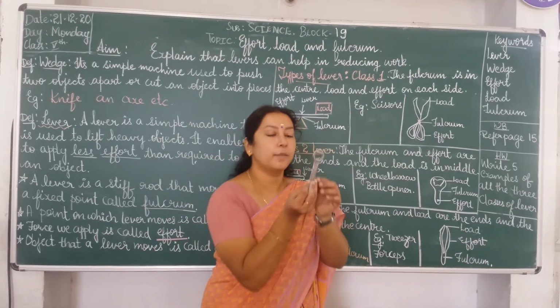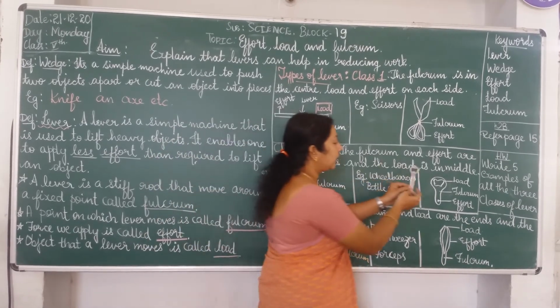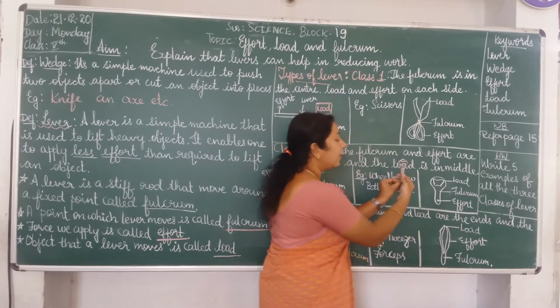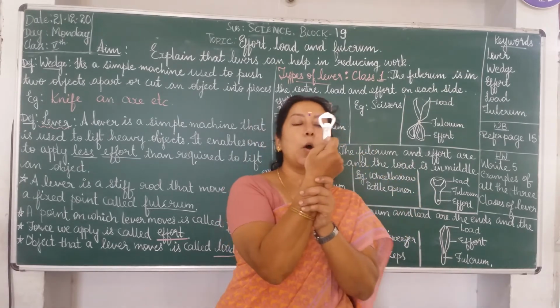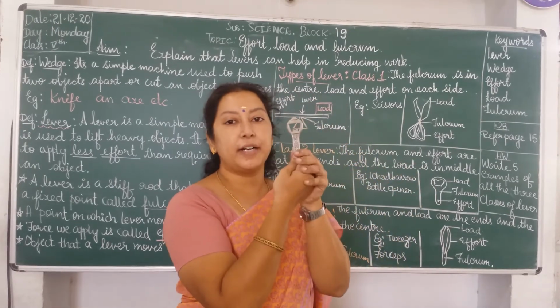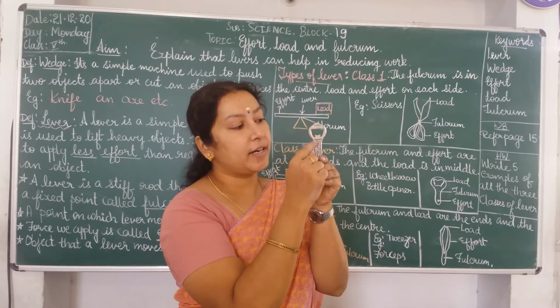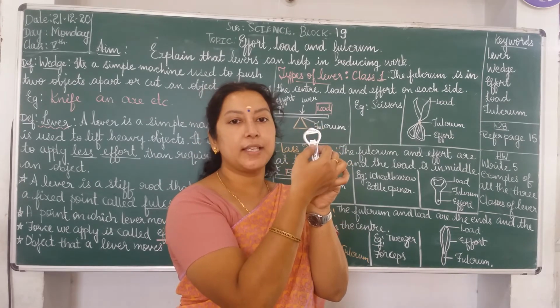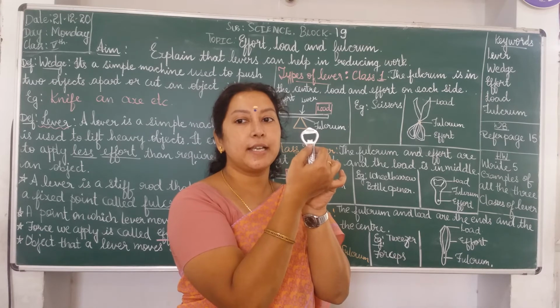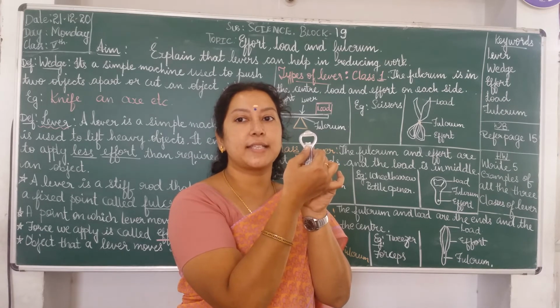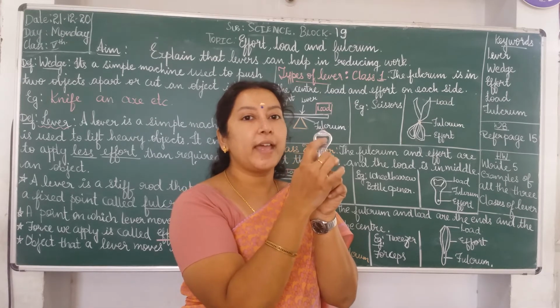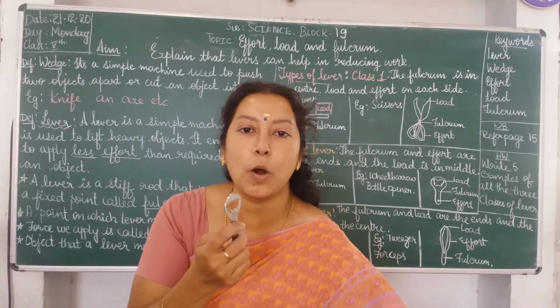See, I have a bottle opener in my hand. Look here, this bottle opener where I hold is called the effort region. So this effort is placed in the joint, the fulcrum, isn't it? We are putting it in the region known as the fulcrum. So where I am going to apply the load.